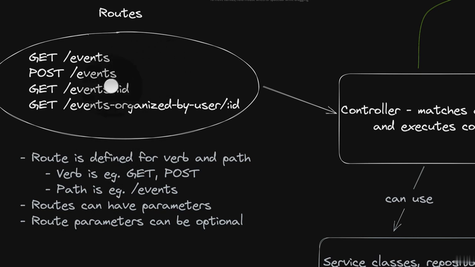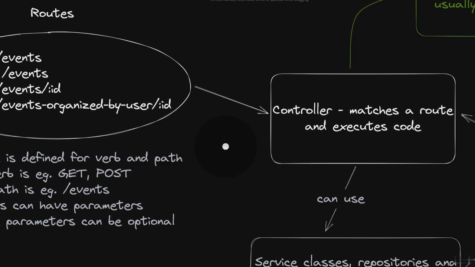Now, routing is basically defining for what paths, for what URLs, and for what HTTP verbs, what code needs to be executed. Now, a typical route is defined by using an HTTP verb. By default, it's always GET and some path, let's say /events. But routes can also have parameters, and those parameters can be optional. For example, if you would like to fetch one event, you would define a route with an ID parameter.